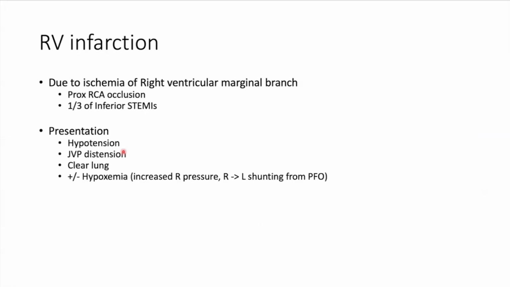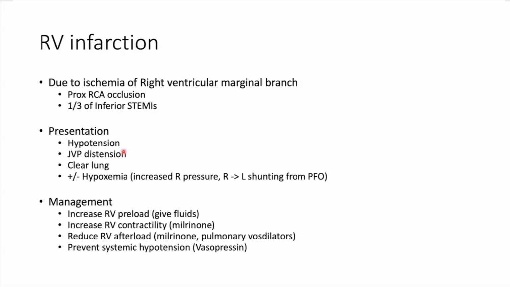The presentation is, these patients usually are quite hypotensive. They have JVP distension, clear lungs, but they may still have hypoxemia just from the increased right-sided pressures. And some of these patients have a PFO, so if you have shunting from the right to left, you can also contribute to the hypoxemia. The main issue here really is that there's poor cardiac output from the right heart to the left heart, so the left ventricle is underfilled.